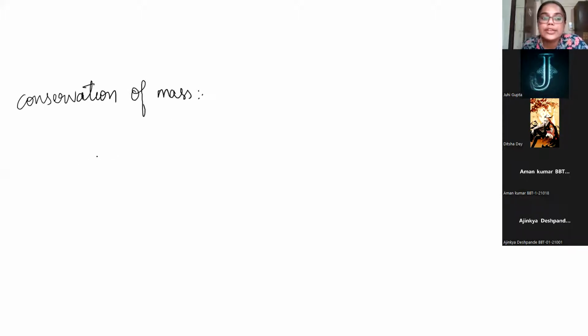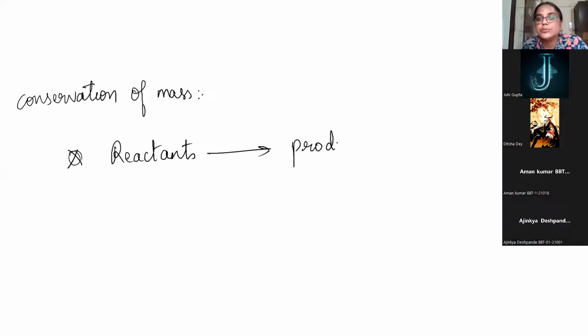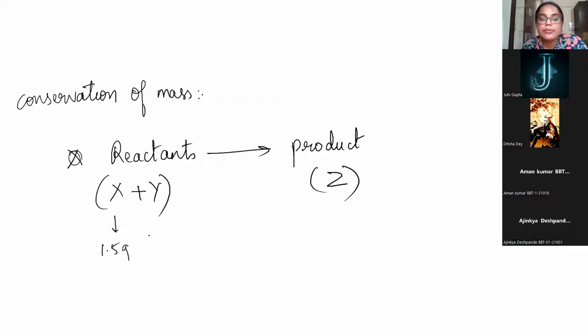Why is it important? Because we have also studied this in school, that there are reactants. Both reactants will react to give you a product. So suppose you have reactants X plus Y and you get a product Z. Now your X is 1.5 gram, your Y is 1.5 gram. So what will be the mass of your product? 3 grams.